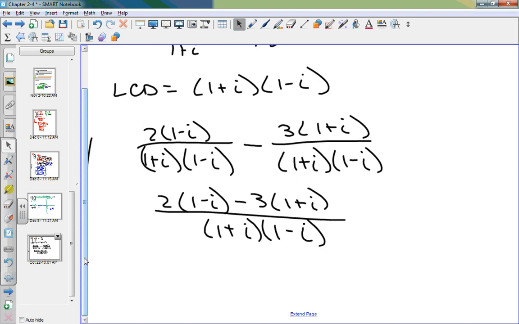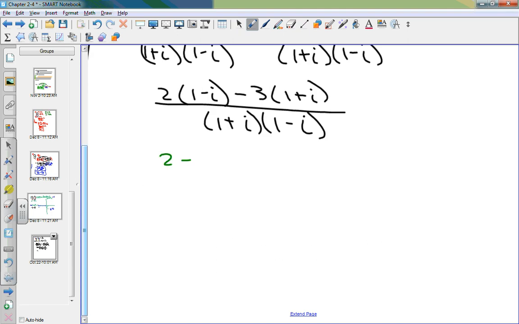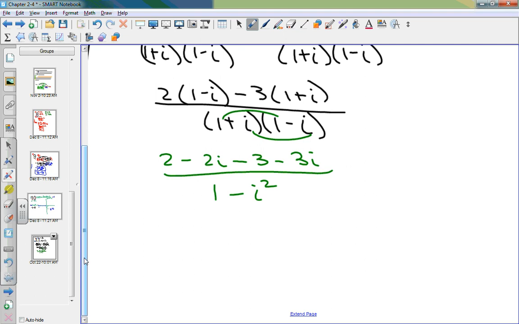Okay? So now I'm going to FOIL these. So that's 2 minus 2i, minus 3 minus 3i. And then these are what? They're binomials, but more importantly, what type of binomials are those? They're conjugates. So do I have to FOIL everything? No, I'm going to FOIL the first and then the last. And what is i squared? Minus 1. Oopsie. So that's going to give me negative 1 minus 5i over 2.